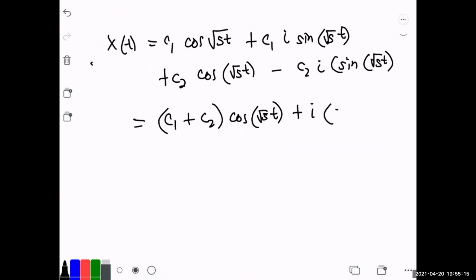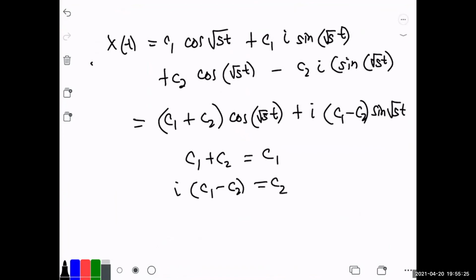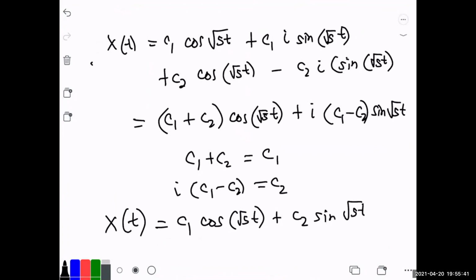Okay, so we can redefine c sub 1 plus c sub 2 as our c sub 1, and then our I of c sub 1 minus c sub 2 would be our c sub 2. So our final equation would be x of t is equal to c sub 1 cosine of square root of 5t plus c sub 2 sine of square root of 5t.